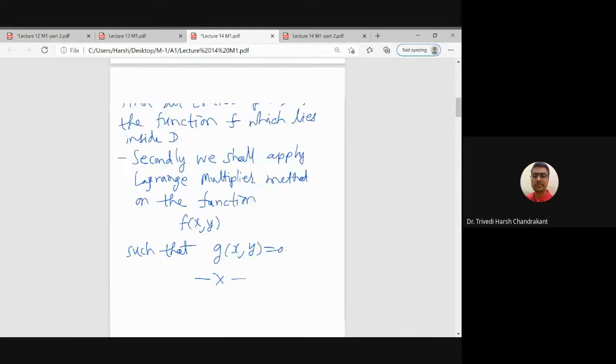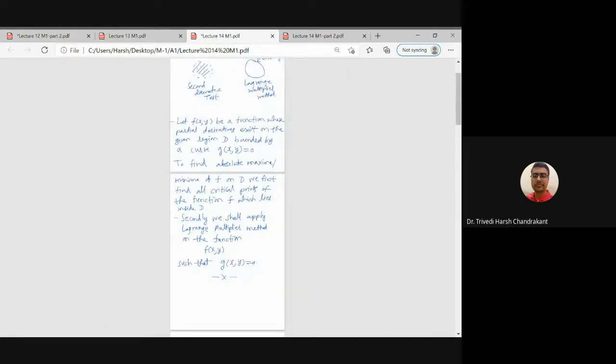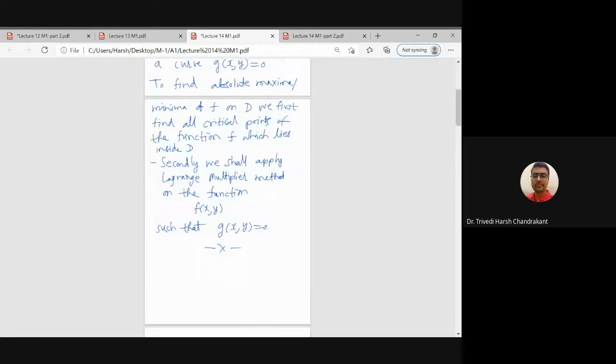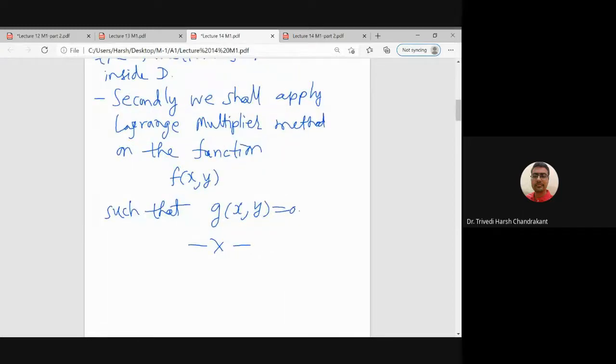So this is basically the procedure for how to find the absolute maxima and minima of the given function on a region, and that region is bounded by a curve which gives us the equation g of x y equals 0. This is the procedure to find all the points which are critical and at the boundary. The Lagrange multiplier method will give some points. So finally, to find the maximum and minimum value, we compare the value of the function at those points.